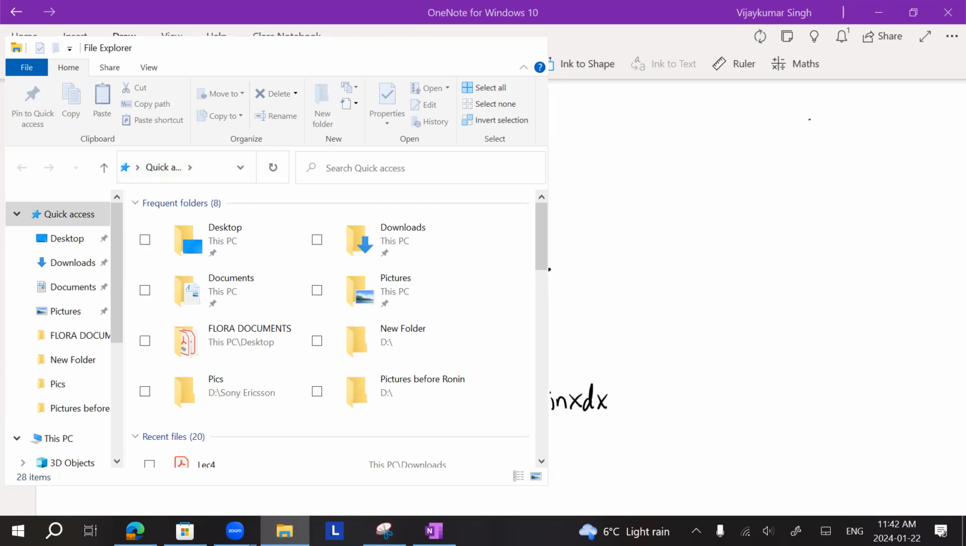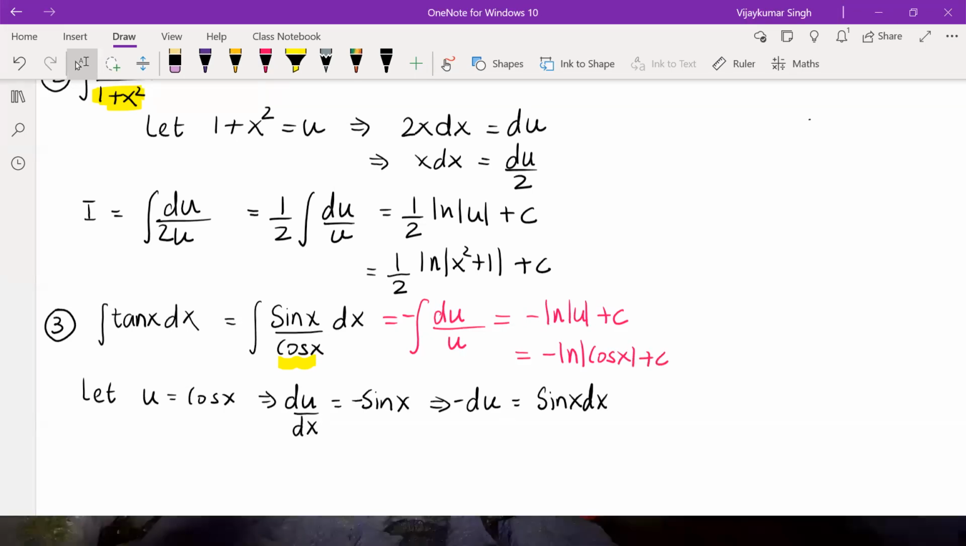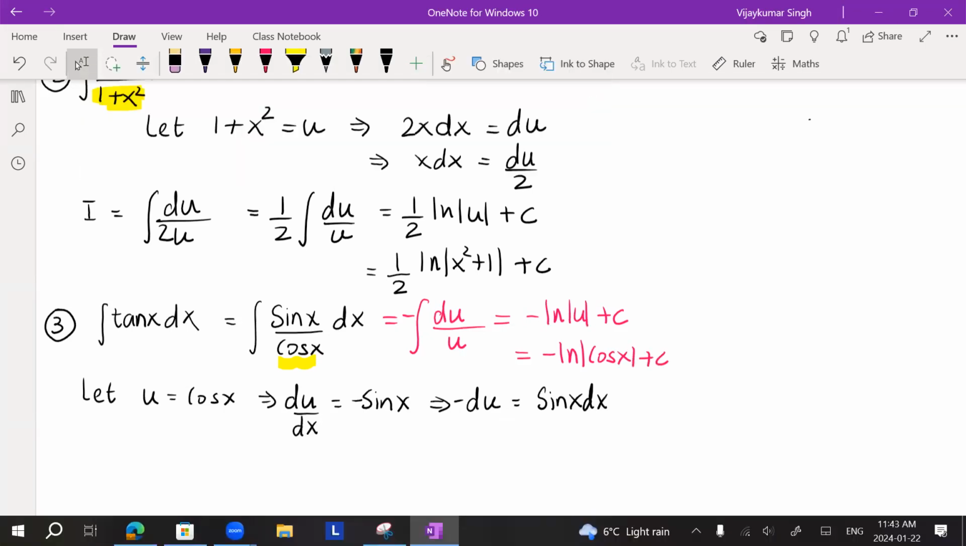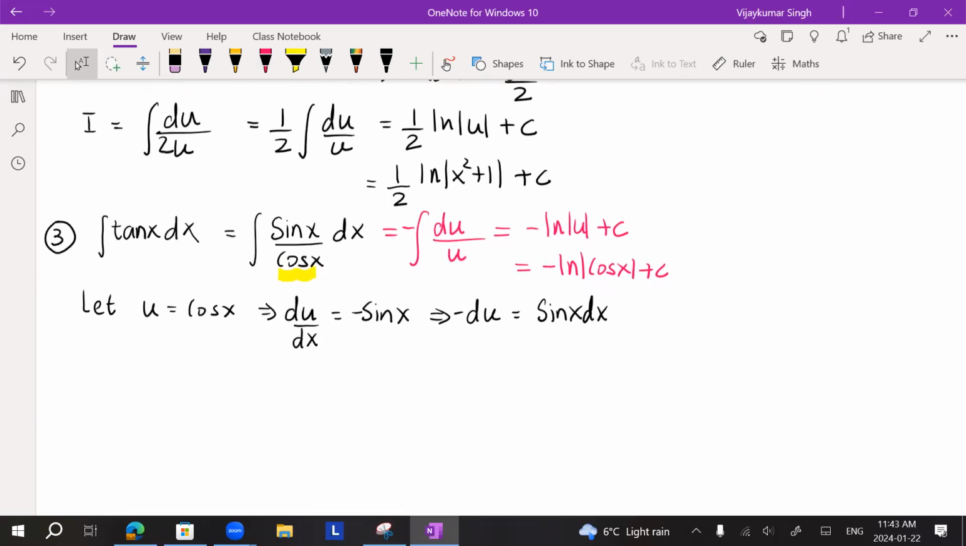And then in that case, this is going to be minus ln of u plus c. And now let's substitute back what your u is. So we get minus ln of cos x plus c. Okay, so this is how this works. Okay, so let's look at another example now.